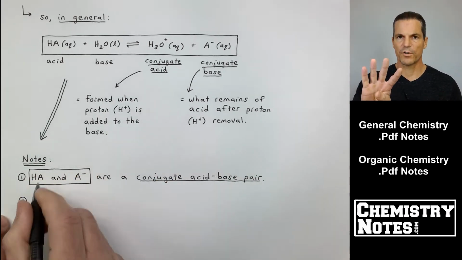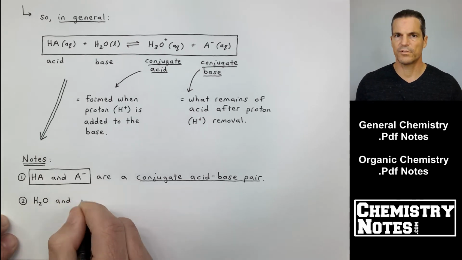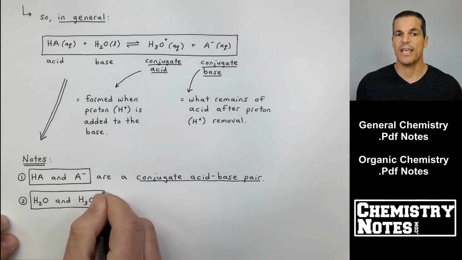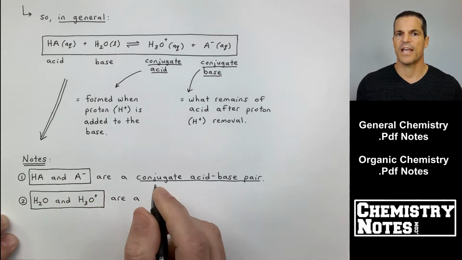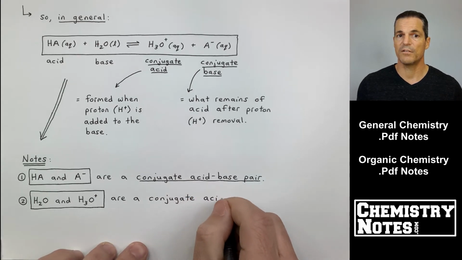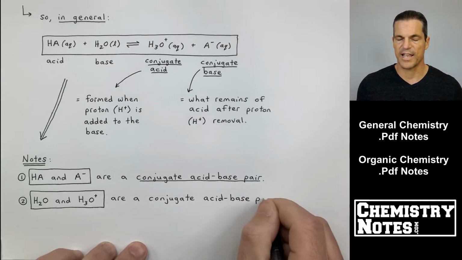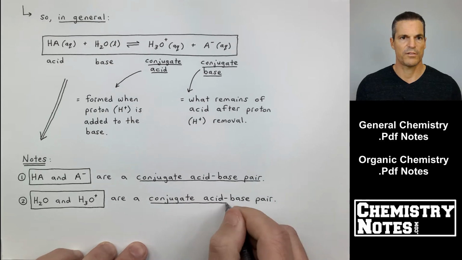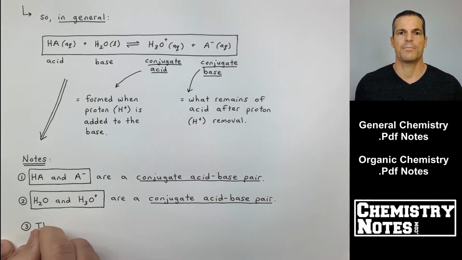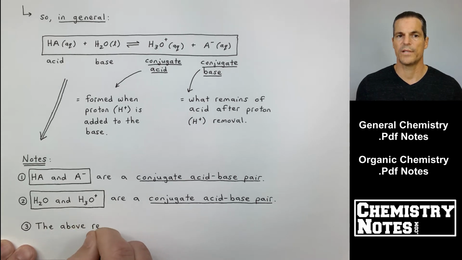All right, we're going to make 4 notes. The fourth note I'm going to make is actually the most important. But HA and A minus above are a conjugate acid-base pair. H2O and H3O plus above are also a conjugate acid-base pair. So that one reaction has 2 conjugate acid-base pairs. All right, those are notes 1 and 2.